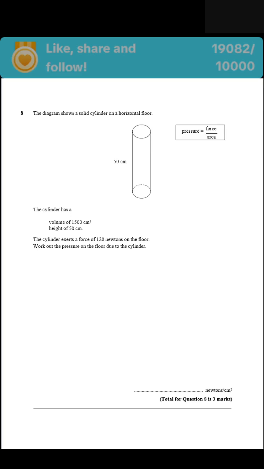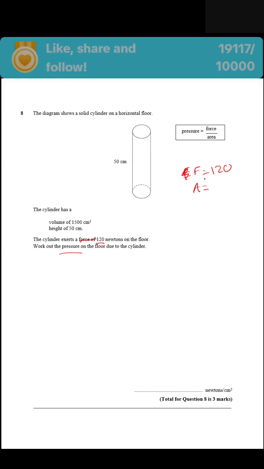Okay, so question 8. The diagram shows a solid cylinder on a horizontal floor, and we're given a pressure formula. We're told that pressure is equal to force over area. The cylinder has a volume of 1,500 centimeters cubed. The height is 50 centimeters. The cylinder exerts a force of 120 newtons on the floor. So we know the force is 120. We want to work out the pressure. We don't currently know what the area is.